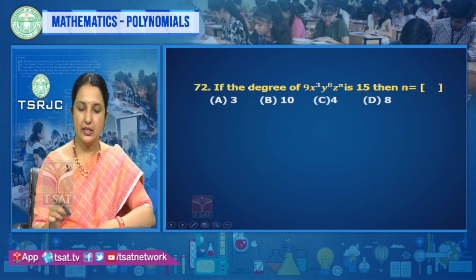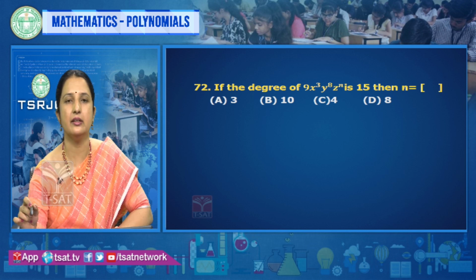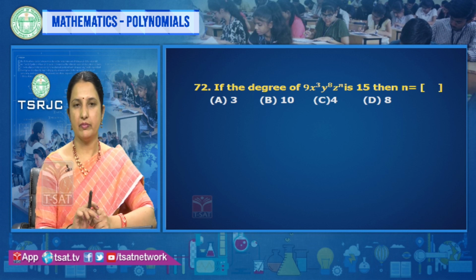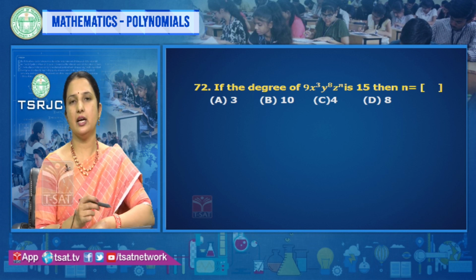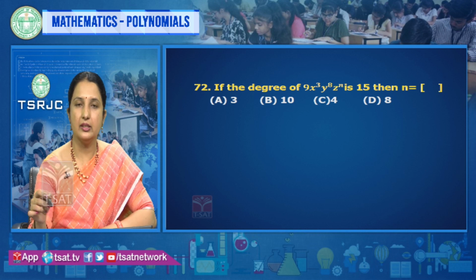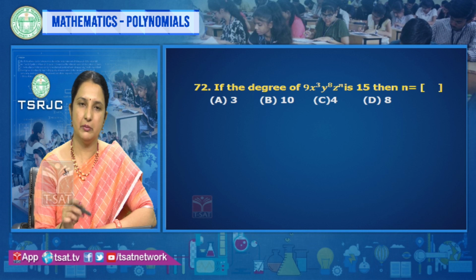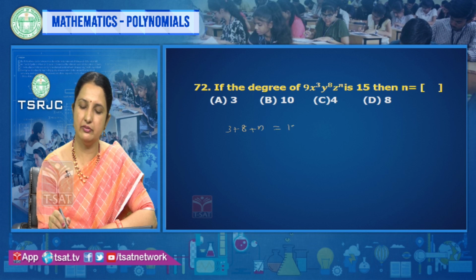The next, if the degree of 9x cube y to the power of 8 and z to the power of n is 15, then see, in polynomials it is only one term. This has only one term, but the variables are different there. When the variables are different and their product is given, we should add the powers. That will become its degree. So 3 plus 8 plus n equals to 15.